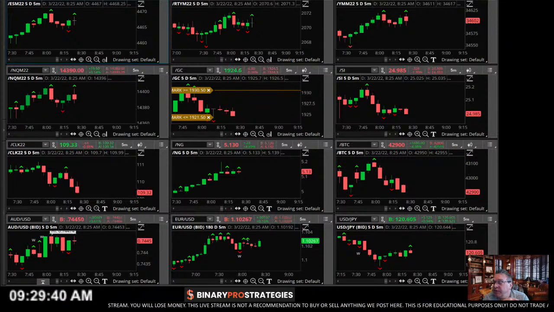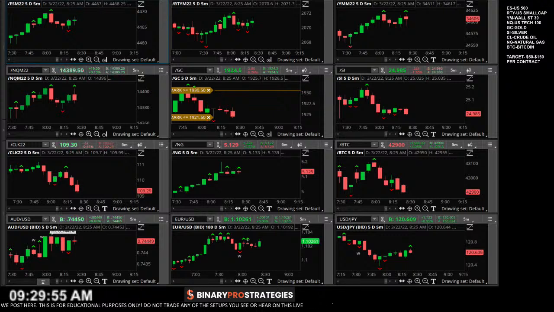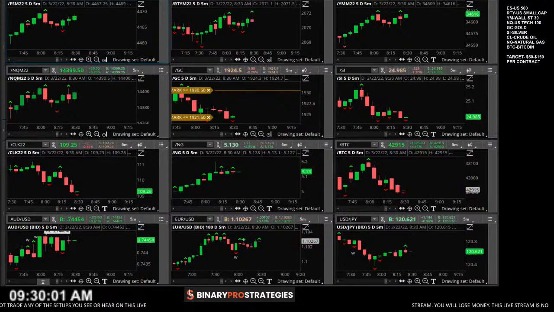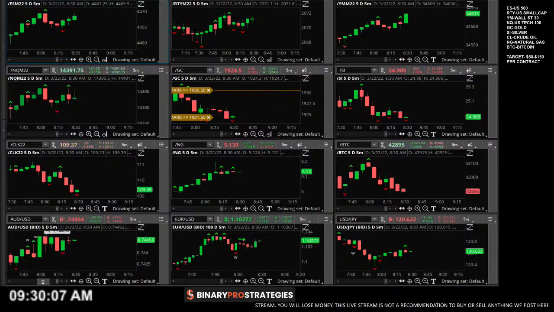Once again, if you're not familiar with the symbols, ES is going to be the US 500 over here in the top right hand corner. RTY is going to be our US small cap. And we have the YM Wall Street 30 and Q, which is going to be US Tech. We have GC for gold, SI for silver, CL for crude, NG for natural gas, and BTC for Bitcoin. Remember, our profit objective is going to be $50 to $150.